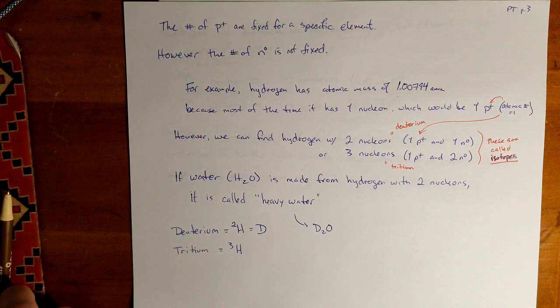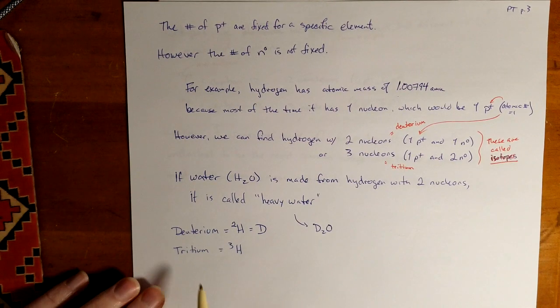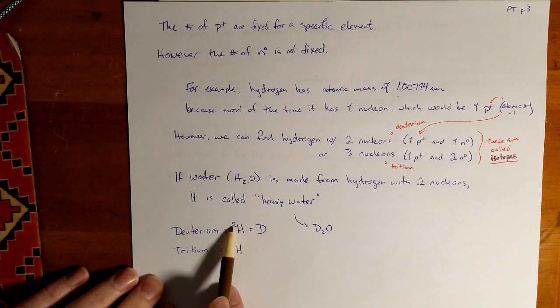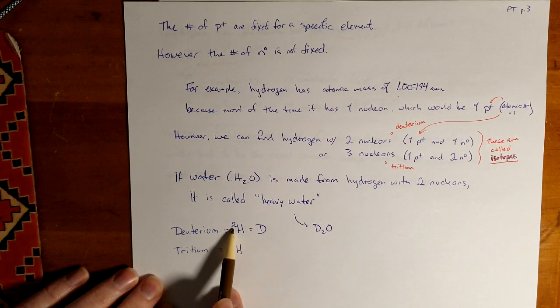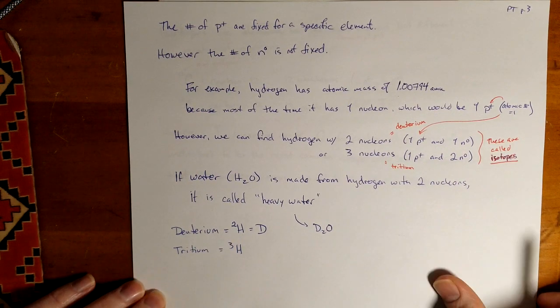Also notice the notation I have here, that for deuterium, I write H with a 2 plus. H I already know has 1 proton in it. This tells me the number of nucleons. These are known as isotopes of hydrogen.